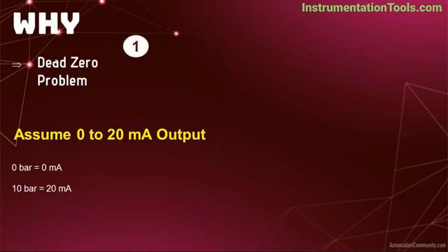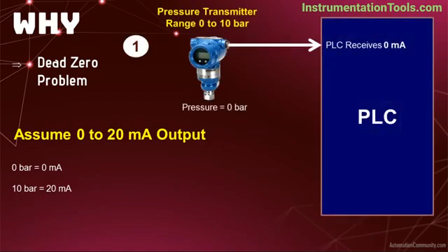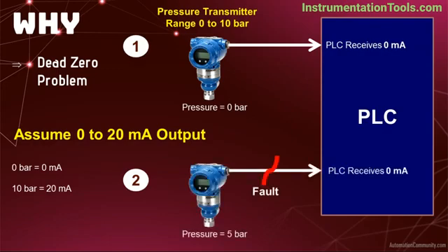Case 1. Assume the process pressure is 0 bar, so the pressure transmitter sends a 0 mA signal to the PLC. The PLC displays 0 bar pressure to the operator. Case 2. Let's consider a fault in the pressure transmitter loop. The fault may be a broken wire, faulty transmitter, noise, high wire resistance, or any other problems. For our discussion, let's assume that the wire is broken between PLC and transmitter.